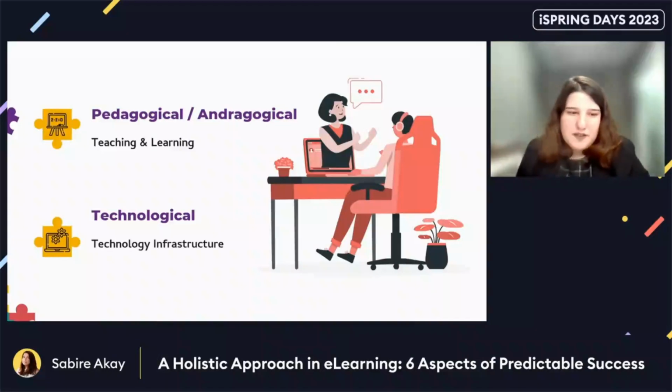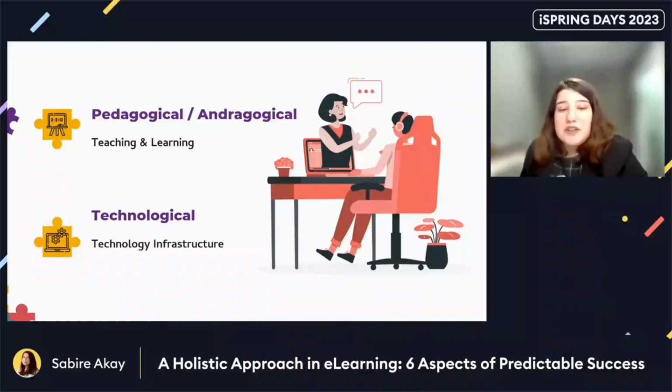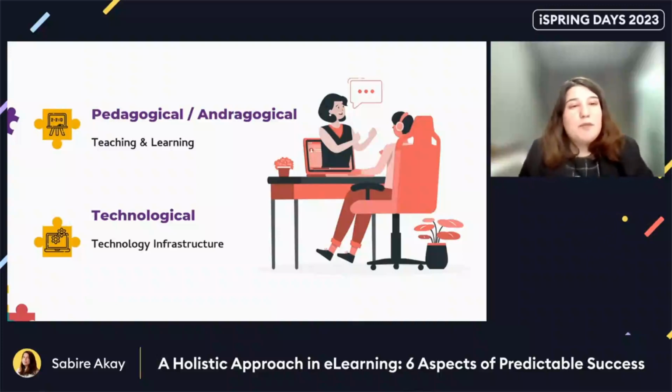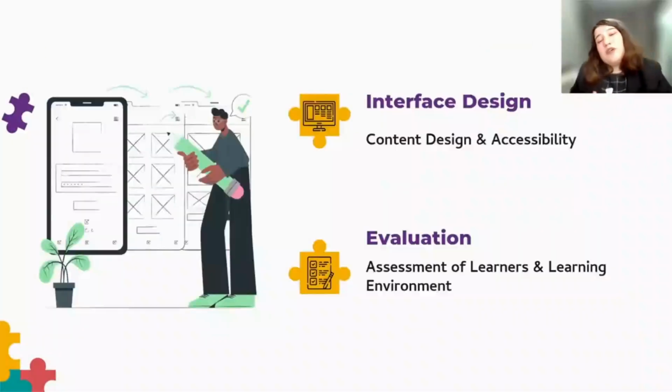Then we are focusing on the technological part, which also considers the technology infrastructure in the places where we are conducting our e-learning. It includes the hardware and software as well. And after that, for the interface design, we are talking about the content design and the accessibility issues. You know, accessibility, the trending topic for years. And this is one of the things that we need to consider during our e-learning journey, actually.